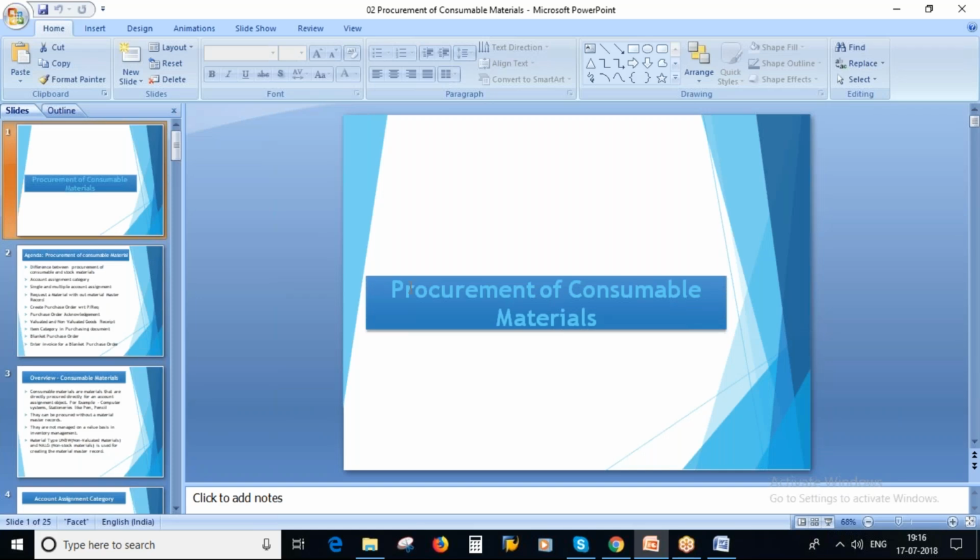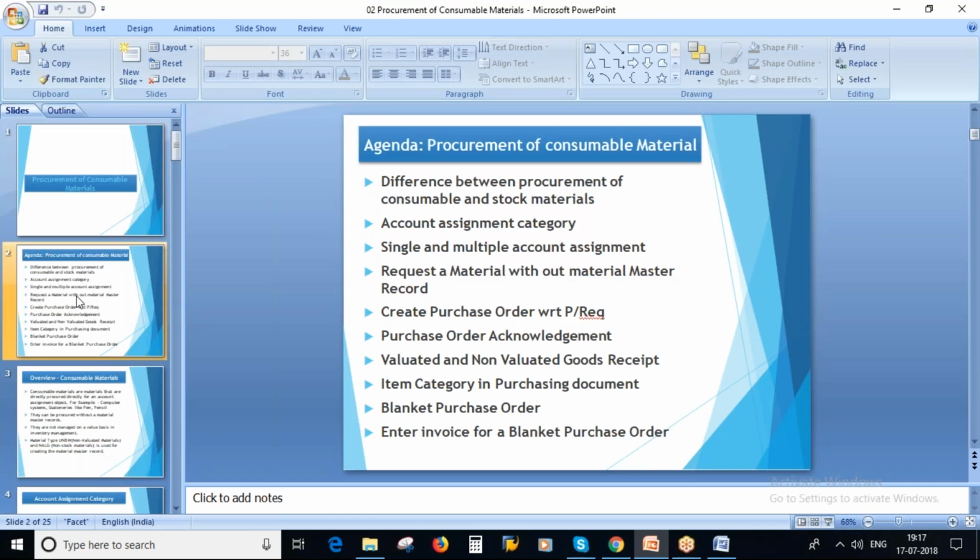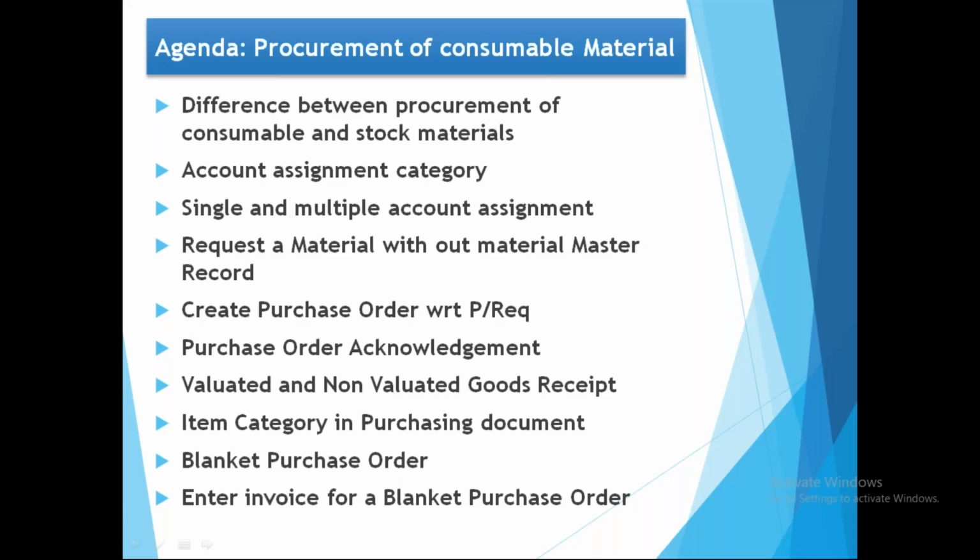Okay. So we will be starting our next topic, procurement of consumable materials. The topics that we are going to cover in procurement of consumable materials: we will see what is the difference between procurement of consumable materials and stock materials. We will cover that. Then we will understand what is account assignment category. Then how to do single and multiple account assignments.